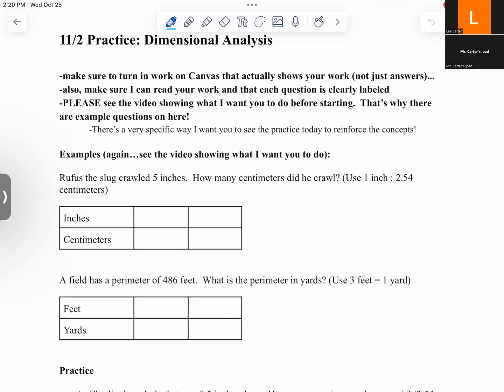So this calls for us to do it kind of with the ratio way we've been working on. I'm just going to show you a couple of examples of how I want it done. All of the problems I put on here are like one of these two examples. So get these examples down and show the work like I showed on these examples.